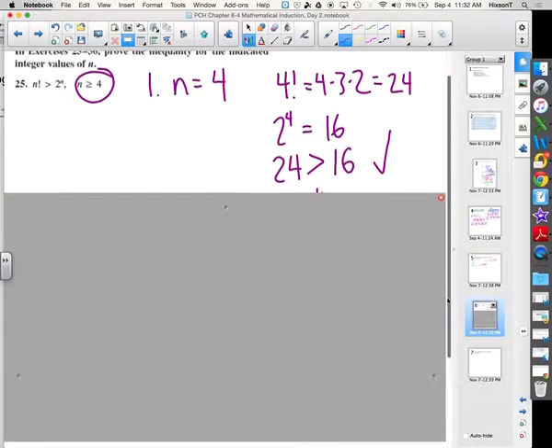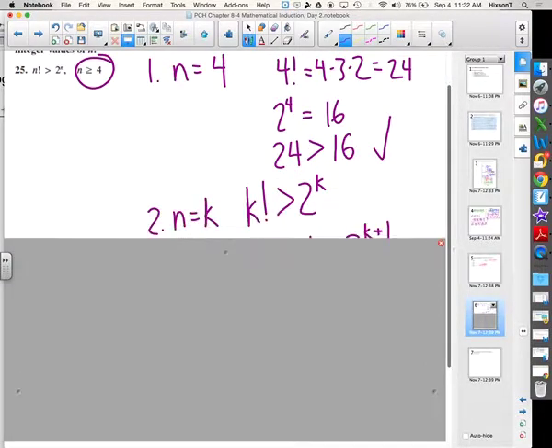Now, we're making the statement that for some value n equal to k, k factorial is going to be greater than 2 to the k. Alright? Again, easiest step in the whole process. Just rewrite the problem, but put k's in for n's.